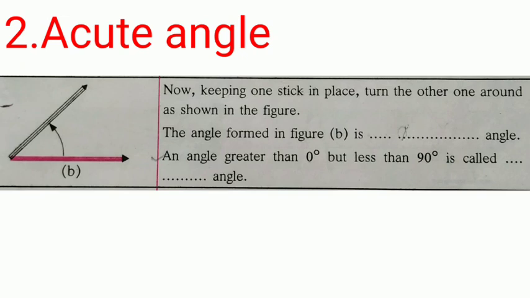Second is acute angle. The angle formed in figure B is an acute angle. An angle greater than 0 degree but less than 90 degree is called an acute angle.